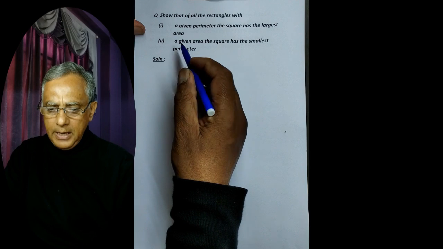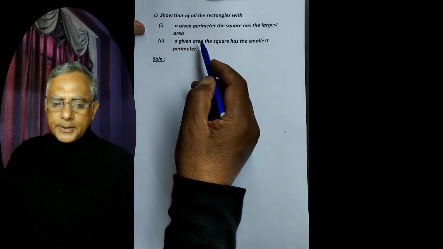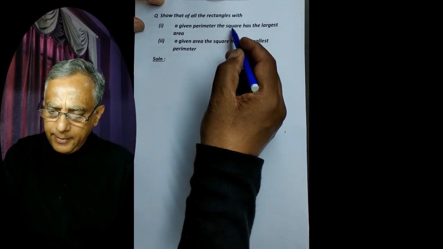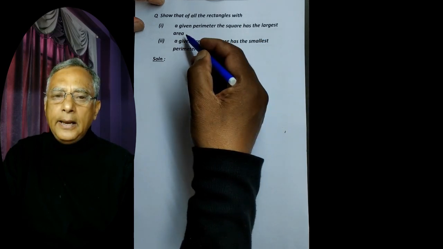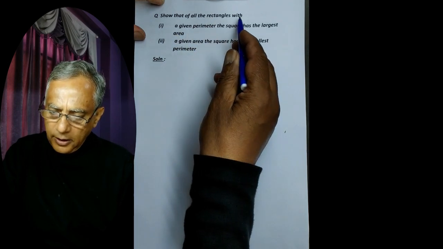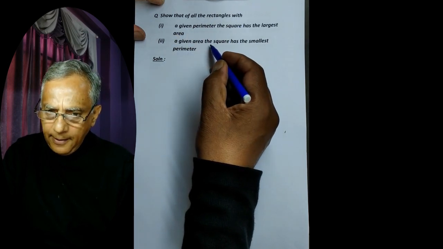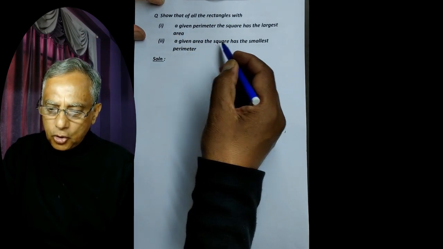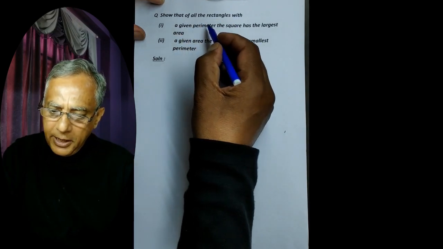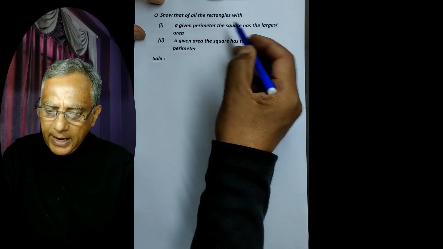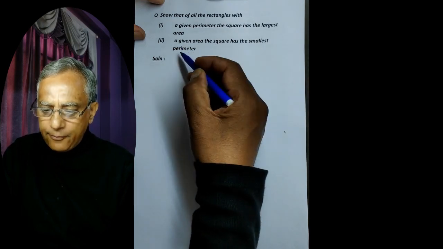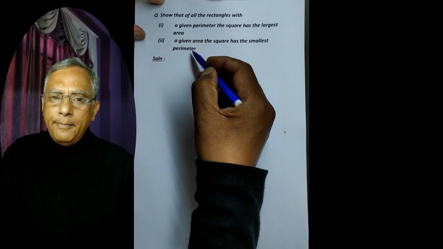Now we take up some practical questions. Show that of all the rectangles with a given perimeter, the square has the largest area. And the second part is, show that of all the rectangles with a given area, the square has the smallest perimeter. In the first case, perimeter is given and we have to maximize the area. In the second case, area is given and we have to minimize the perimeter.